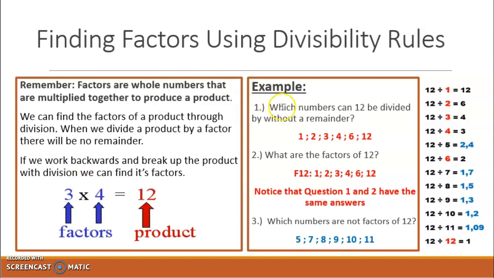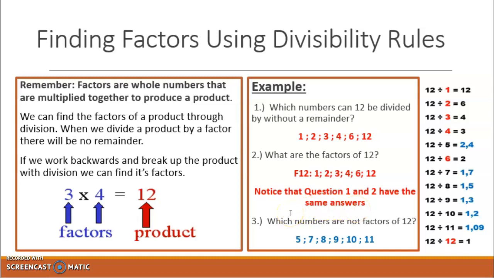For example, which numbers can 12 be divided by without a remainder? The answer is 1, 2, 3, 4, and 6, and finally 12. You will see there are no remainders there. So, number 2, what are the factors of 12? 1, 2, 3, 4, 6, and 12. That's because there are no remainders. Notice that question 1 and 2 have the same answers.